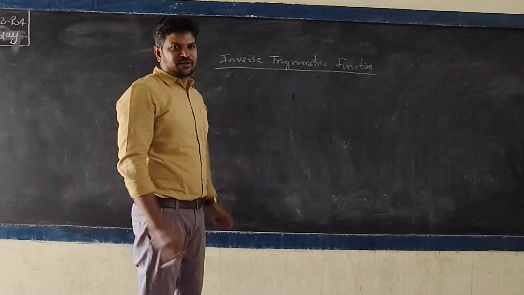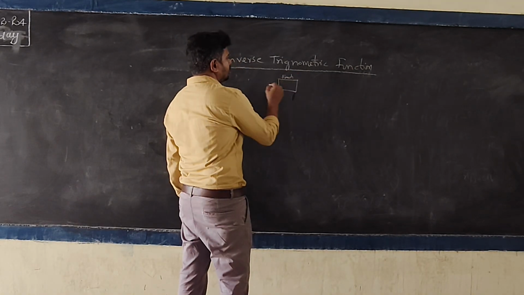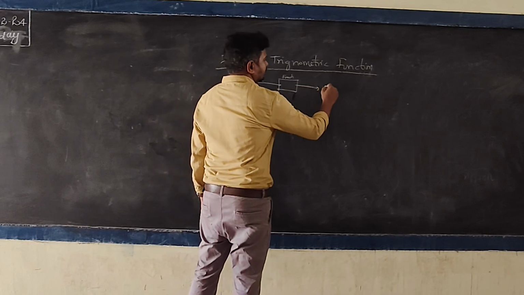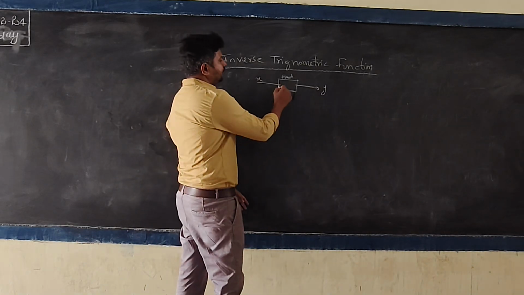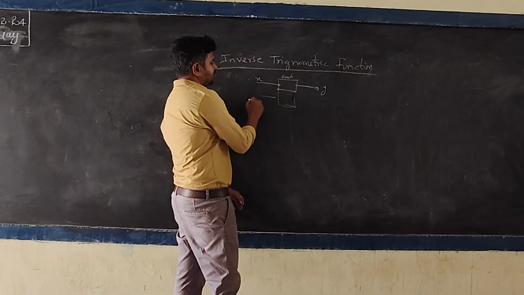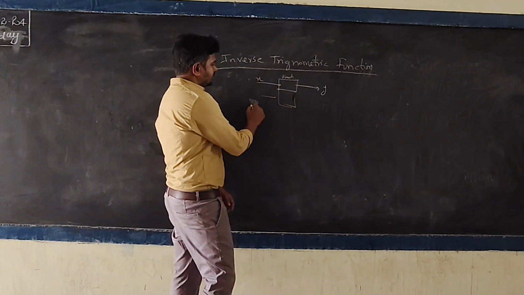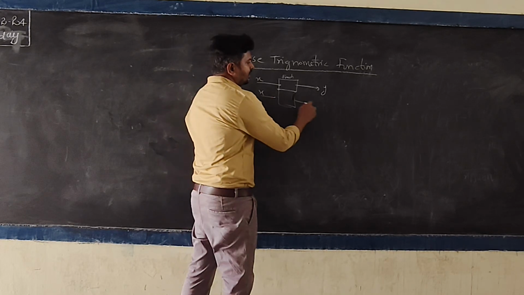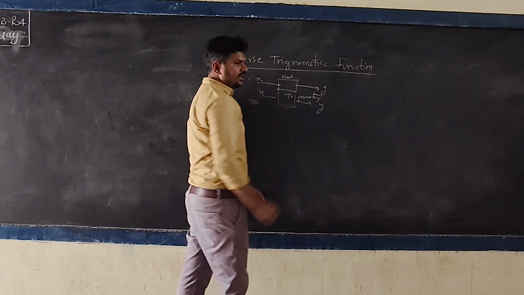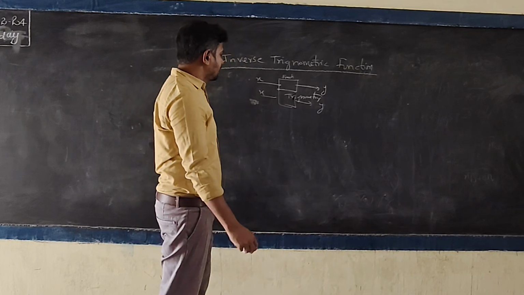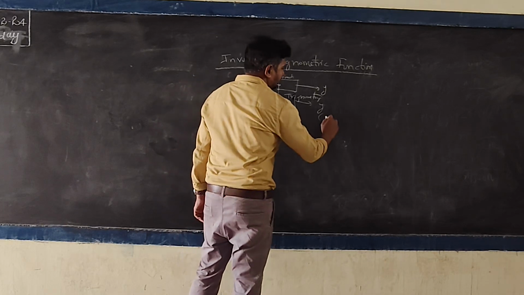First, what is a function? A function is nothing but a system, any system, which takes an input and gives an output. If it is taking the values as x and the output is in the form of a trigonometric function, then it is called a trigonometric function. Here the input side is called the domain and the output side is called the range.